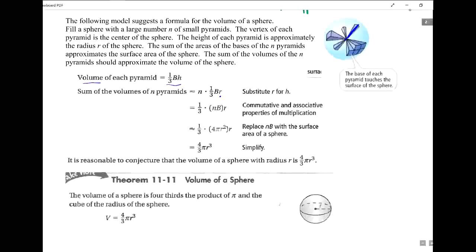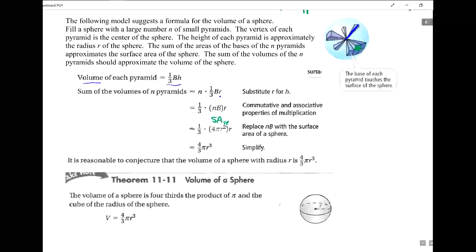And then however many pyramids we have, so that's our n, the number of pyramids, we would just multiply the volume of one pyramid times however many we broke it up into. Okay, now the number of pyramids times the area of the base. Well, how do we get that? Let's think about what the area of one of these bases is. It's just some area on the surface of this sphere. And what is all of these bases? Well, that is simply the surface area of a sphere. And we know how to find the surface area of a sphere. So we can substitute in 4 pi r squared for the area of all these bases.